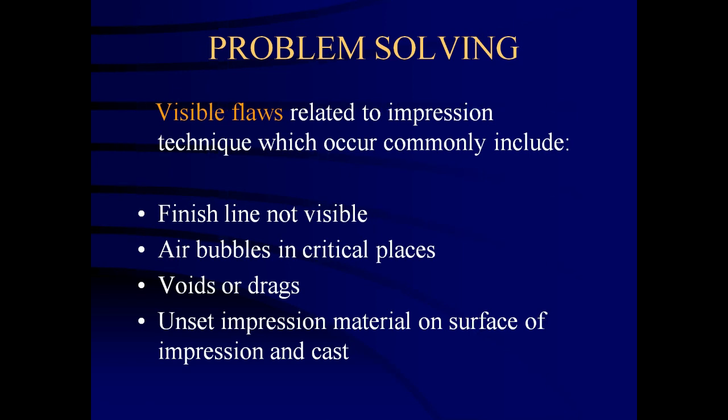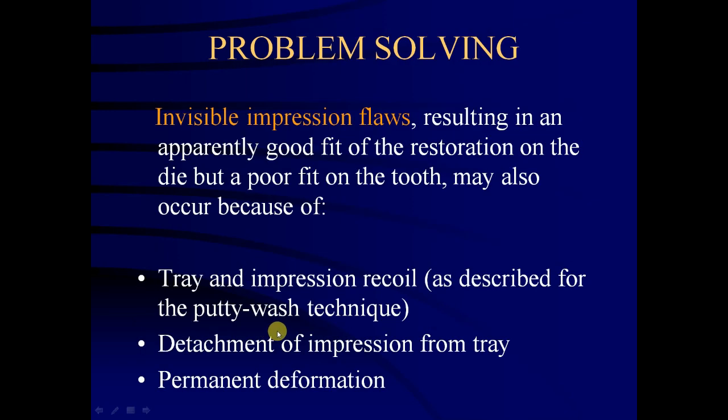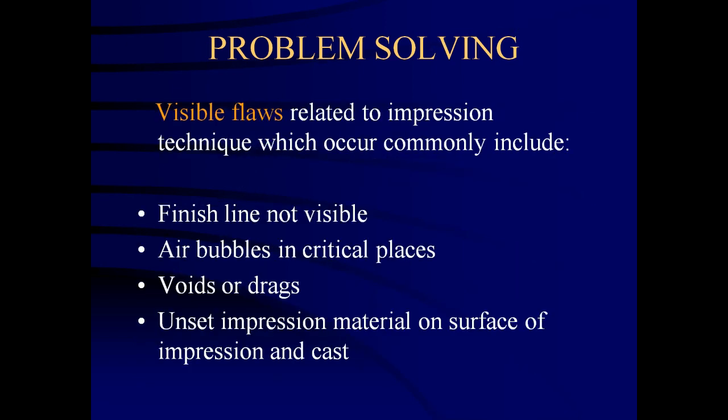So these are the problem solving. It is divided into visible flaws, which are visible, and invisible flaws, which we can't see. So visible flaws related to impression technique, which occur commonly, include the finish line not visible, air bubbles in the critical places, voids or drags, unset impression materials on the surface of impression and the cast.